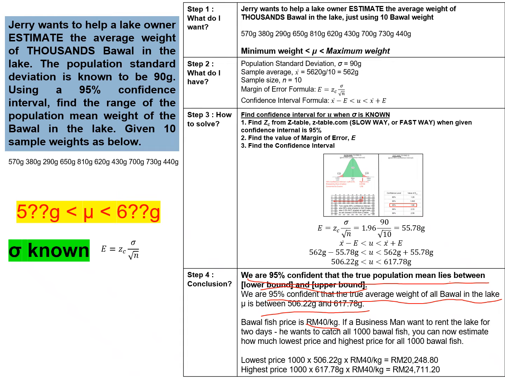For our case, since the lowest possible average weight of all our bawa fish is 506, we take 506 gram times 1,000 bawa fish times 40 ringgit per kilogram. So we can sell all our 1,000 bawa fish to him at 20,248 ringgit. If we use the maximum population average weight, we can sell at 24,700 ringgit. This is the case when we know our population standard deviation.